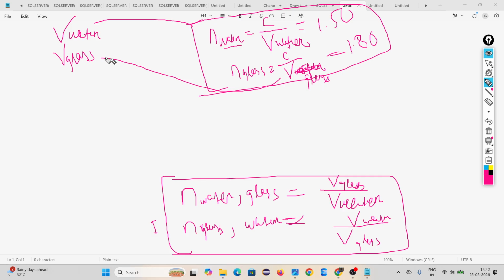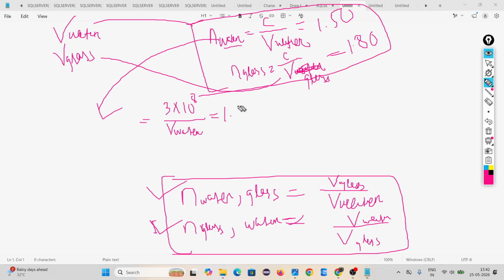If I find these, then after finding them I can easily find the refractive index of water with respect to glass and the refractive index of glass with respect to water. Then from this, find the velocity. How does it become? Equal to, what is the C value? 3 into 10 to the power 8. Upon V of water, the speed of light in water we have to find.